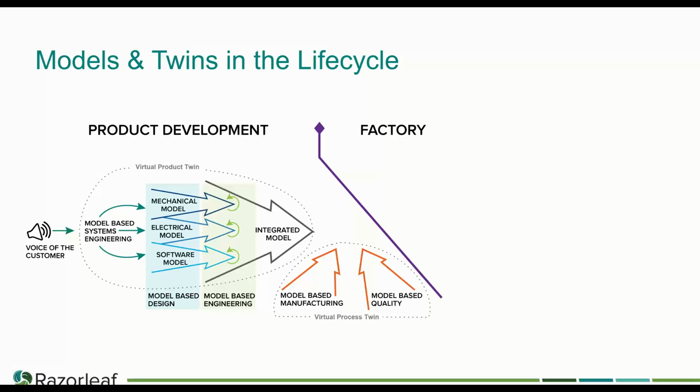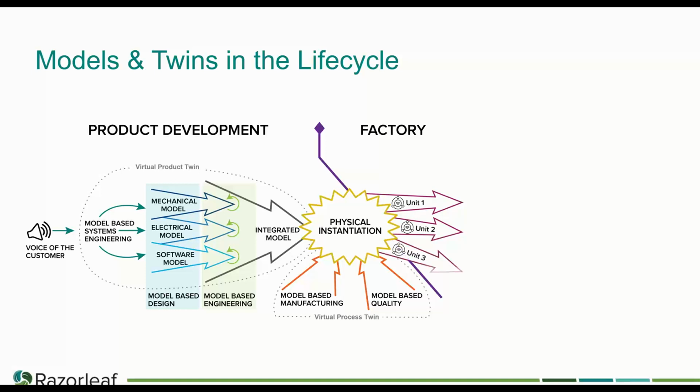All right, now when we've got a plan for the product and a plan for the process of how to build the product, it's time to make it, right? So at physical instantiation, that's the point where we shift over and we're in the factory now making the individual physical instances, those units, right? So unit 1 rolls off the line, unit 2 rolls off the line, unit 3 rolls off the line, until the point where we're starting to deliver these to the customer.